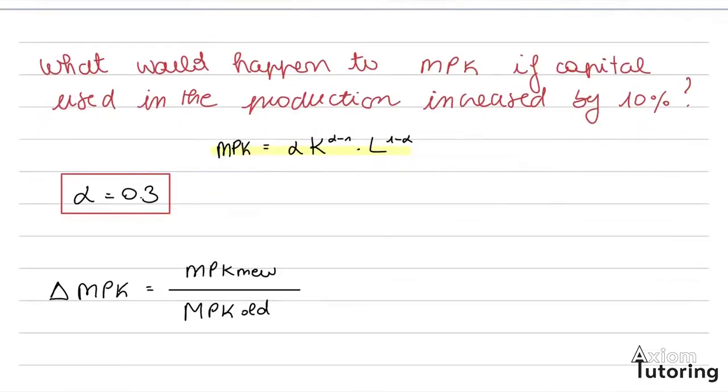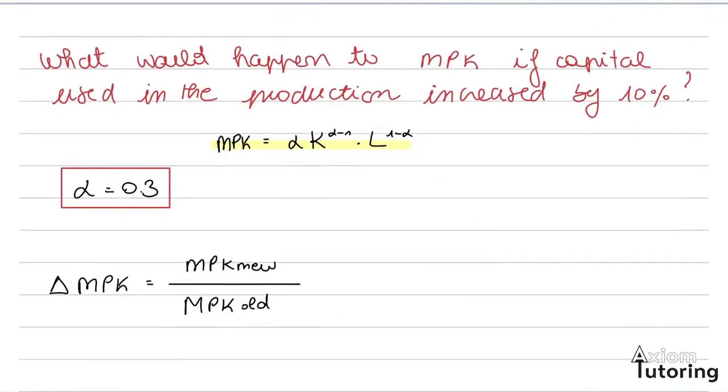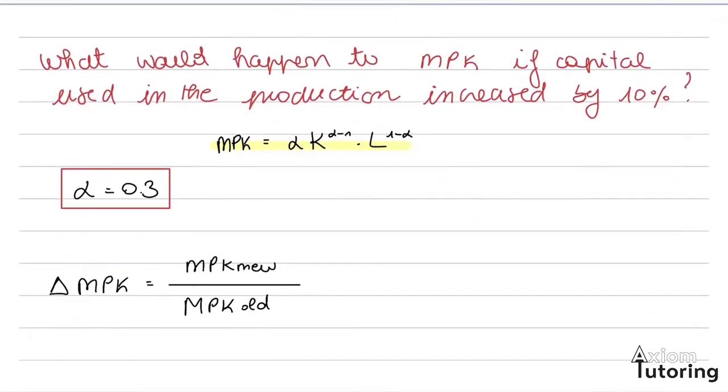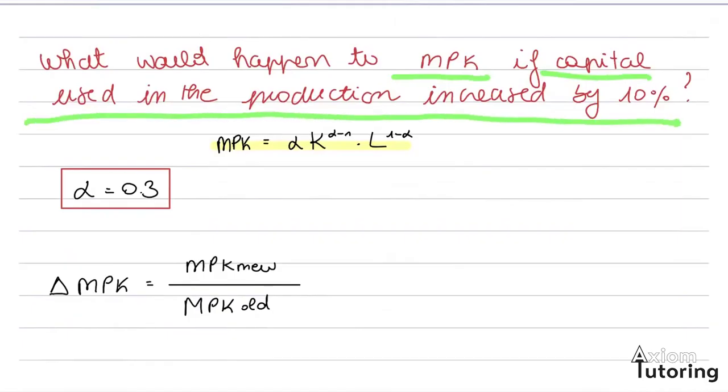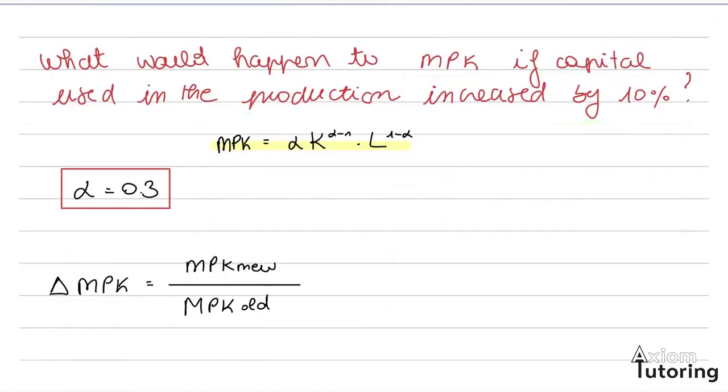Let's look at an algebraic example, actually a mathematical example. Let's plug some numbers in to have a clearer idea of what this means. So what would happen to the marginal product of capital if capital used in the production increased by 10%? We are going to make a ratio between the new marginal product of capital and the old MPK. So the new one basically includes our increase in capital that is equal to 0.1k.